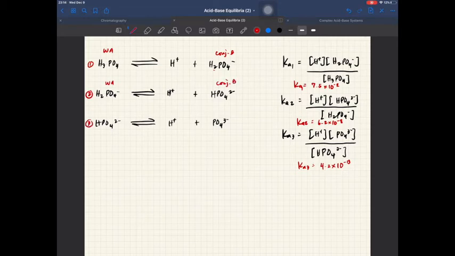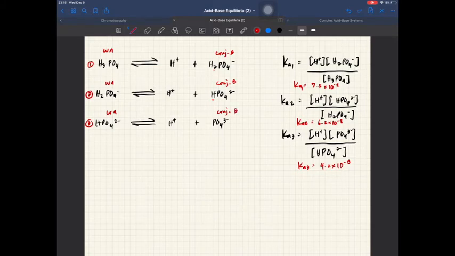And finally, the hydrogen phosphate ion has still one more ionizable hydrogen. So this one becomes a weak acid and further ionizes to hydrogen ion and phosphate ion. So that is the third and last ionization of phosphoric acid.